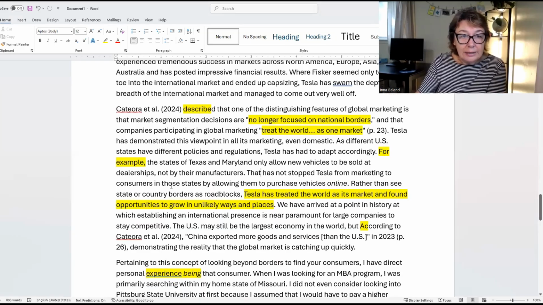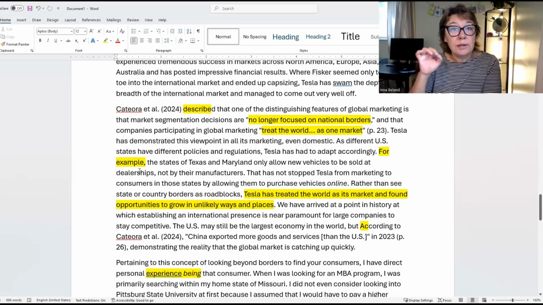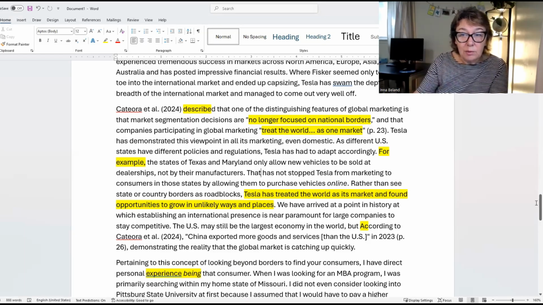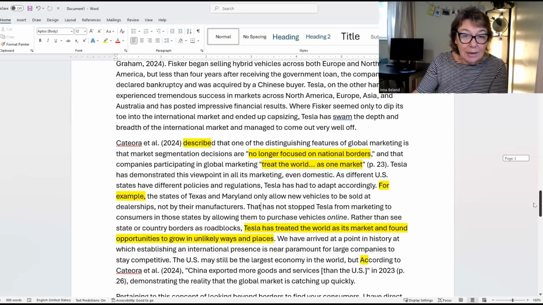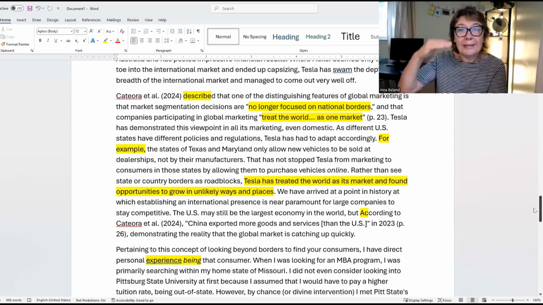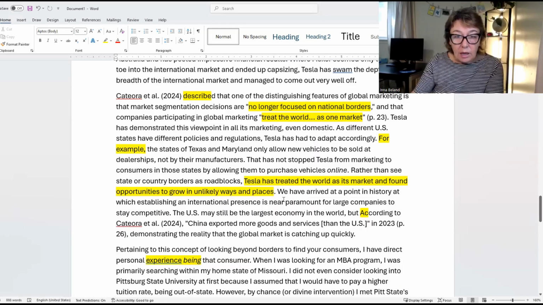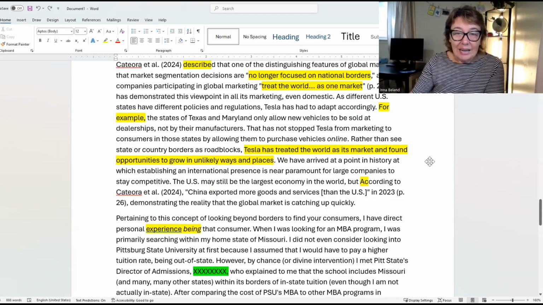Okay, here I highlighted, for example, what we do in Bloom's taxonomy: application. Apply, use information in new situations, implement, solve, use, demonstrate. So "demonstrate" is a good word. Demonstration through examples shows that you are at the level of application in critical thinking. So let's look at this part of the sentence.